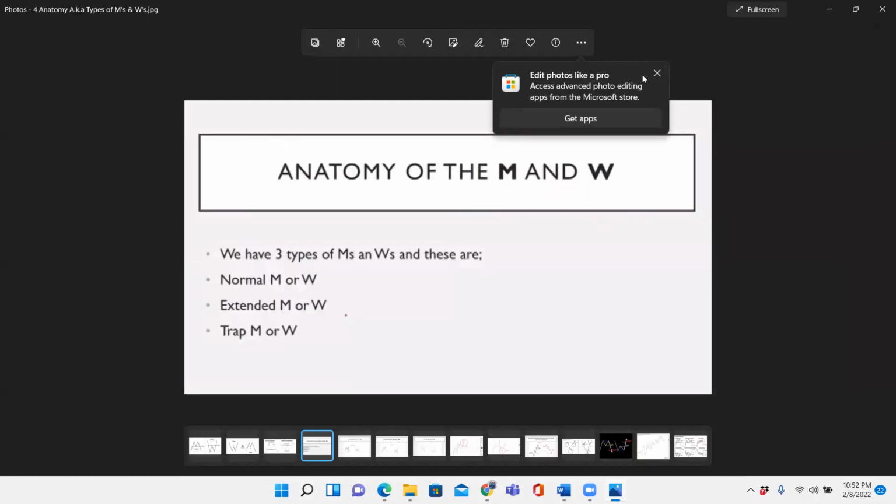So let's go over right now the anatomy of M's and W's. We have 3 types of M's and W's. We have the normal M and W, we have the extended M and W, we have the trap M and W. One more time, we have 3 types.